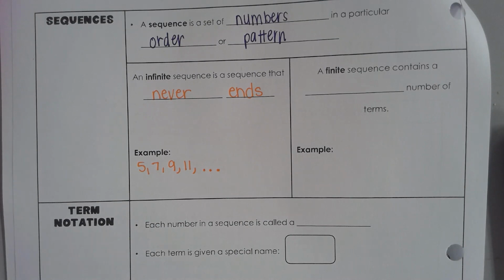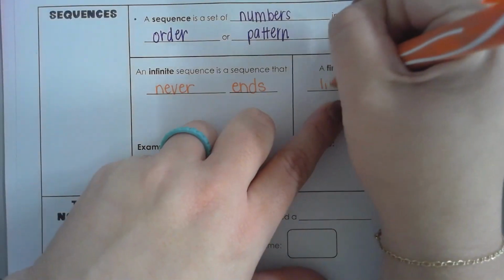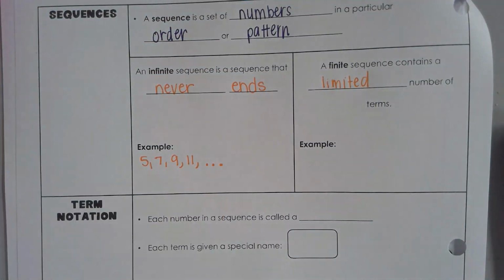A finite sequence is the opposite. It contains a limited number of terms. So it doesn't go on forever. There's just only a set amount. There might be 5,000 numbers in the list, but then it stops.